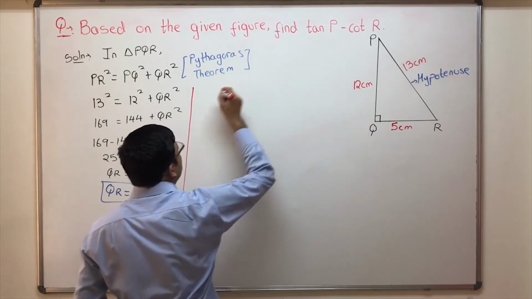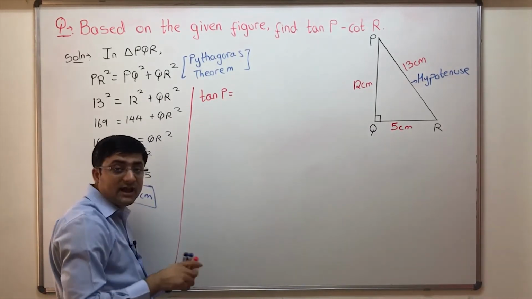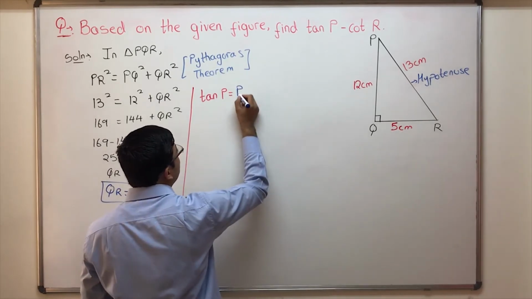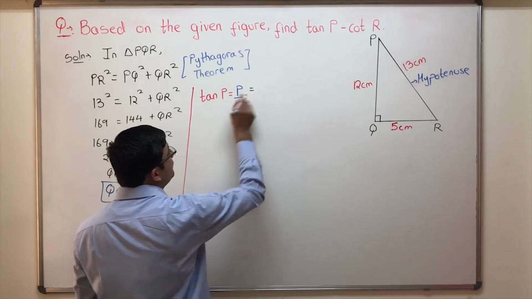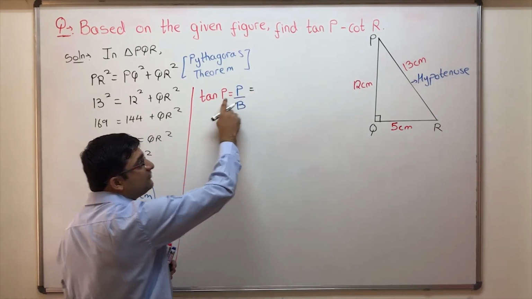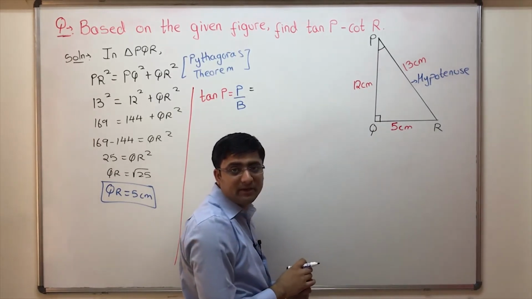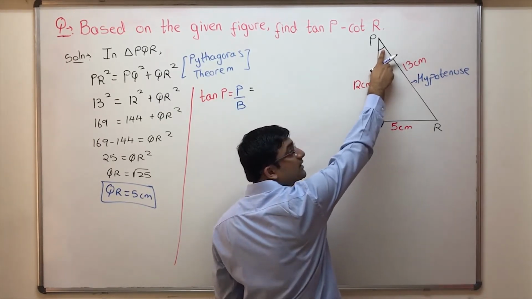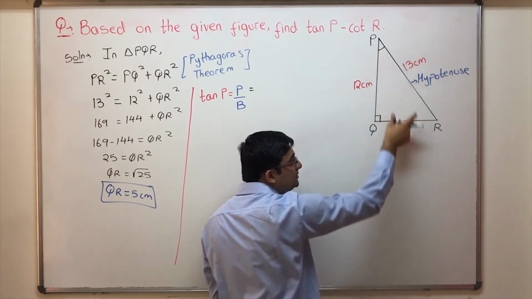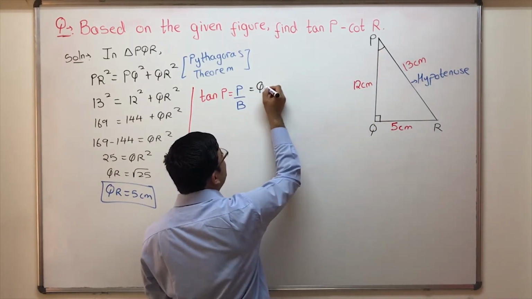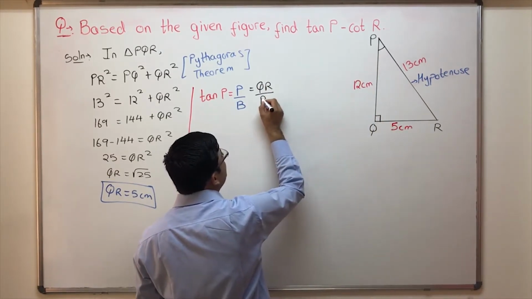First we need tan of angle P. So tan of angle P, definition of tan, it is perpendicular by base. Now be very careful over here. First of all, identify the angle, tan of P. So mark this angle. Now with respect to this angle, which is perpendicular, which is base? Remember, perpendicular is the side opposite to it. So for angle P, the perpendicular, the side opposite to it, is QR. So QR is the perpendicular, and the base, the side adjacent to it, is PQ.